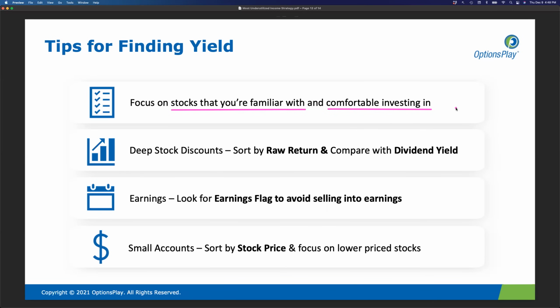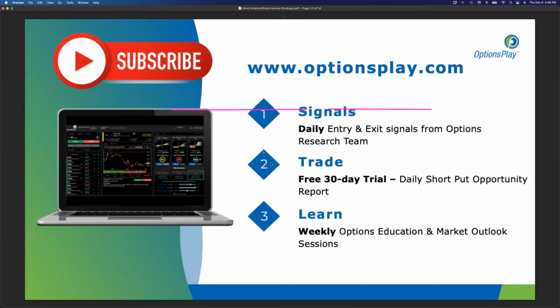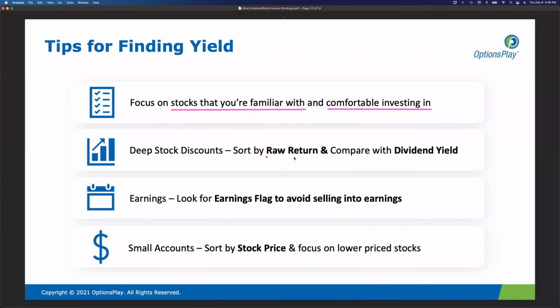The second thing is when you're looking at these deep discount stocks, I always think you should sort by the raw return and always compare it with the dividend yield. That's always going to give you a sense for how much yield you can collect on the short put versus how much yield you're actually collecting from the dividend itself.